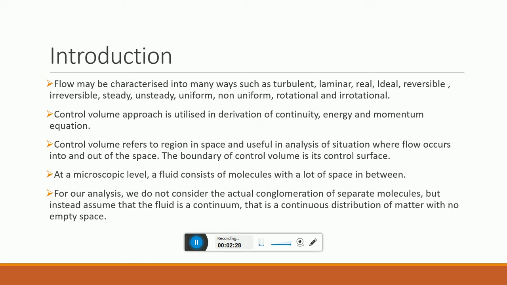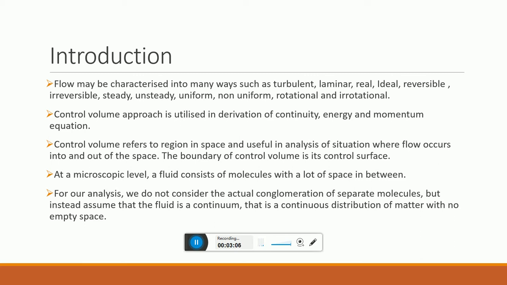In the Eulerian method, we fix the volume, so we fix the space. Whenever the fluid moves inside this control volume, we study the properties and characteristics of the fluid. That method is known as the Eulerian method. The Eulerian method is probably the most widely used method to identify fluid flows and their characteristics.